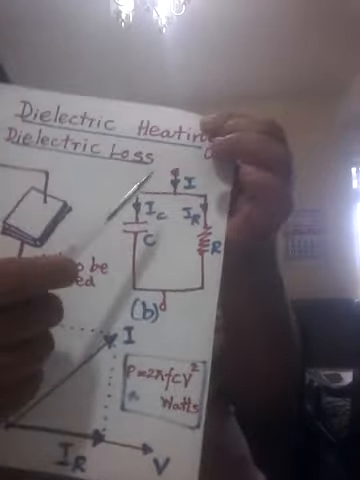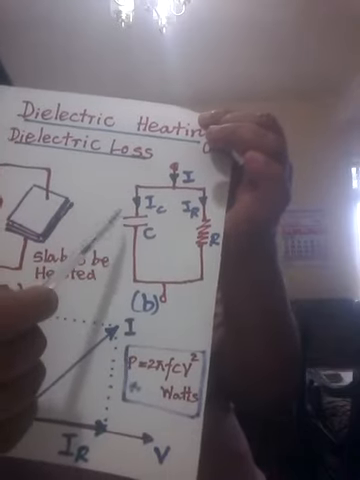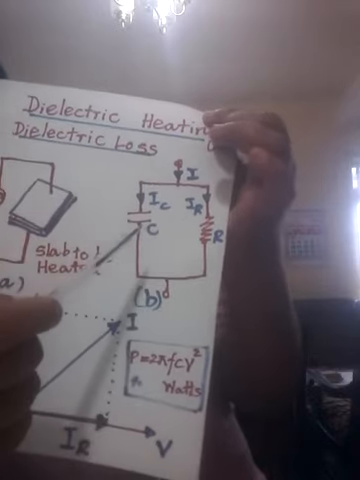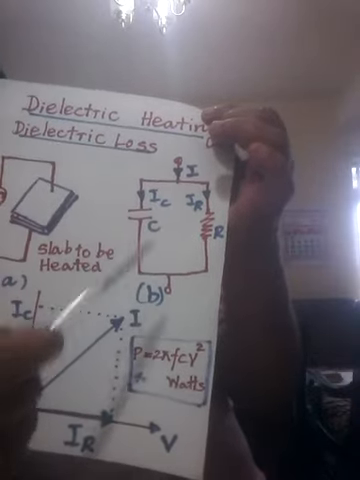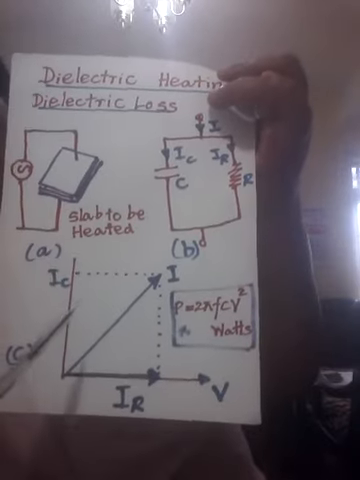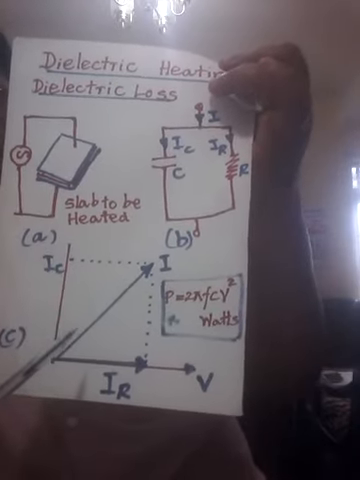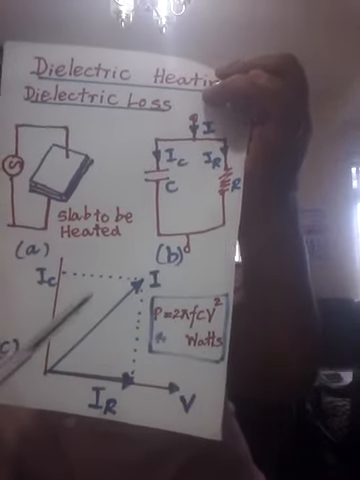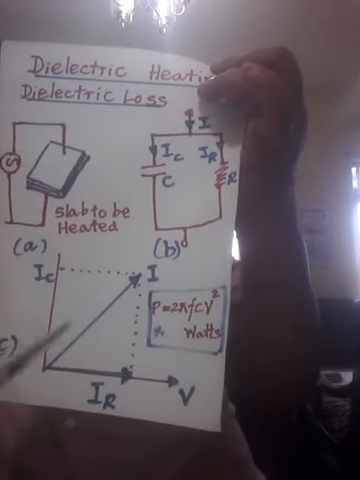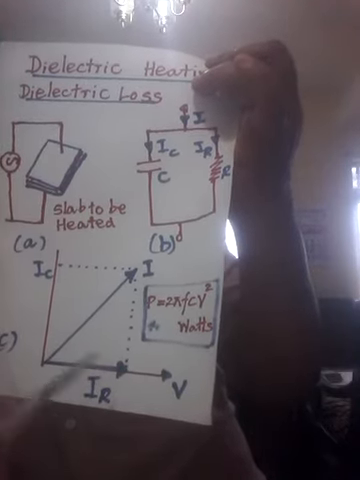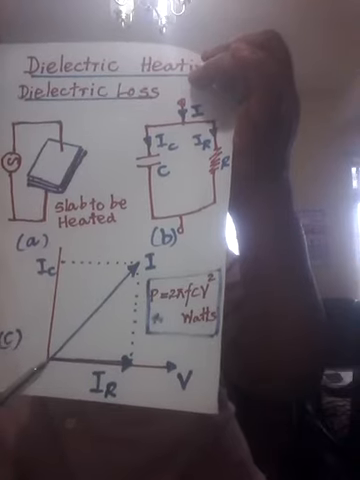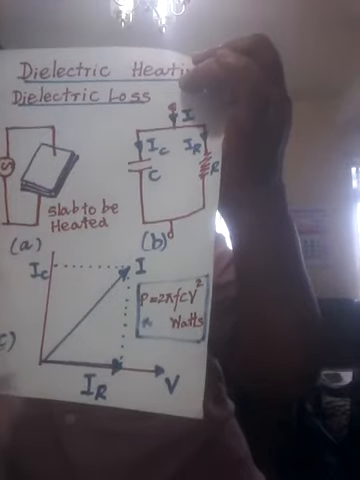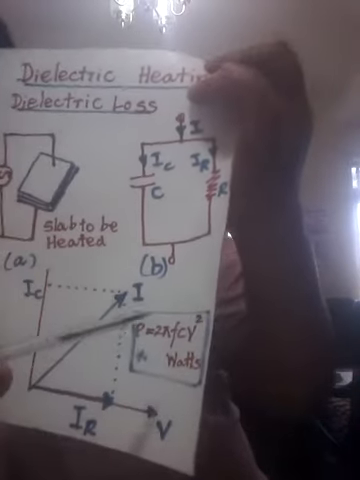This current draw has two components, IC and IR, the two currents passing through the circuit. This is the vector diagram: there are I, IC and IR, and this vector can be pointed out as the main vector I.